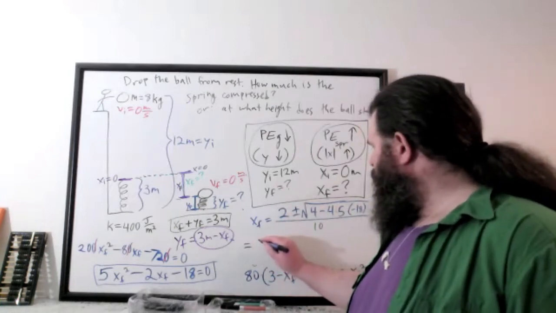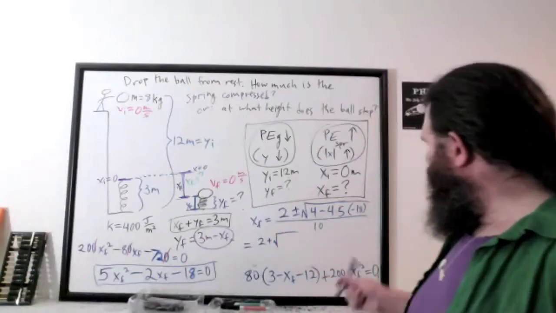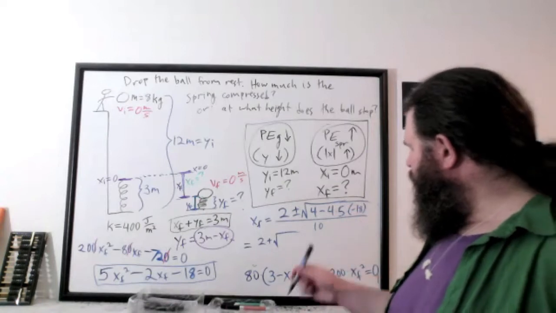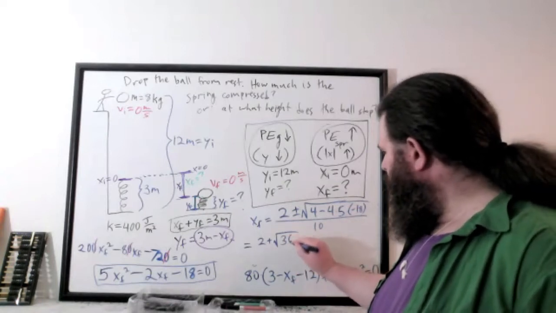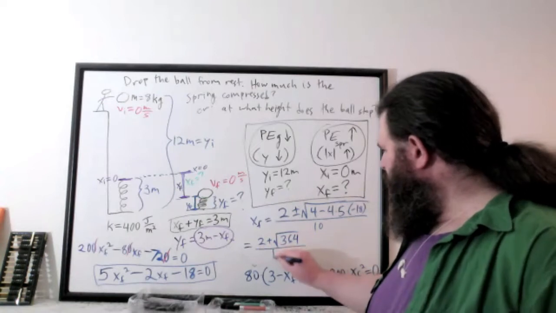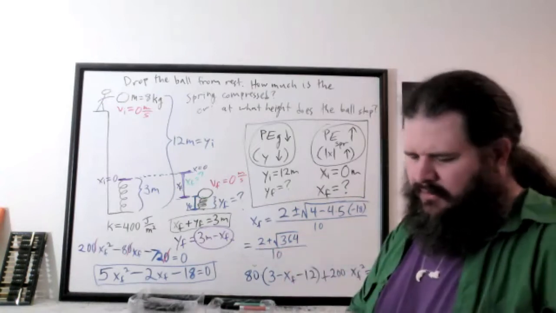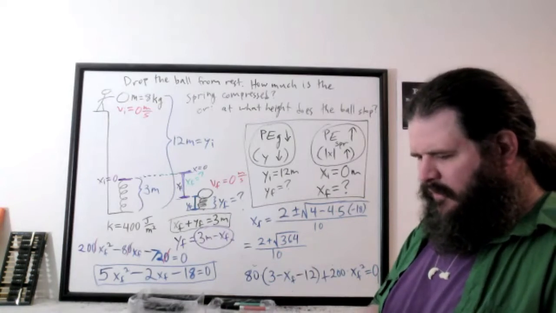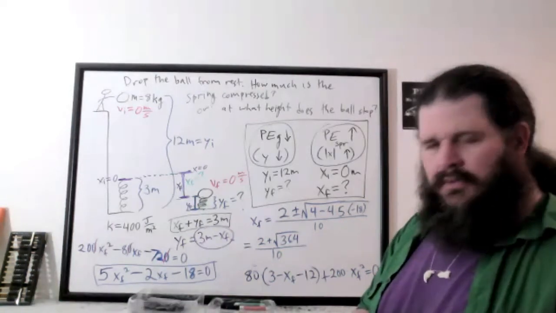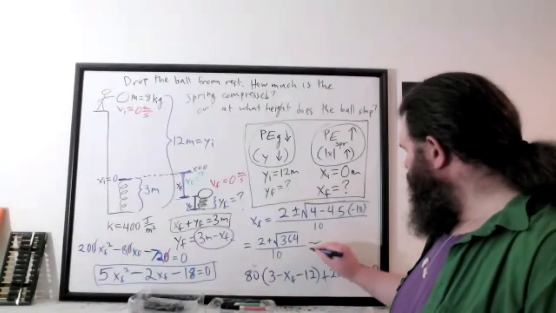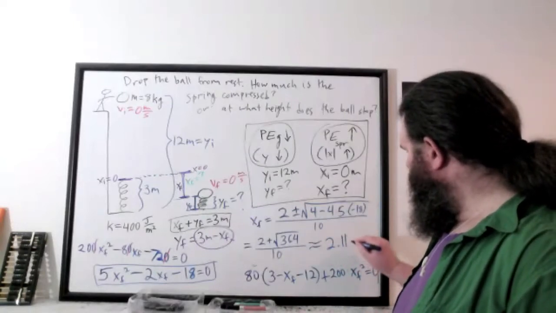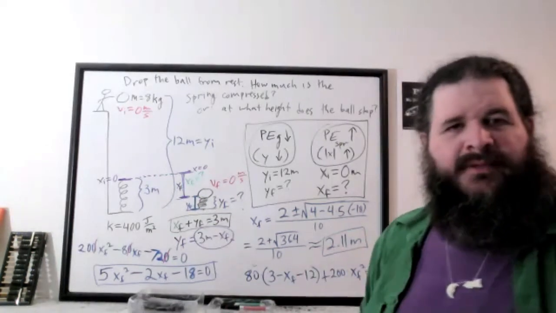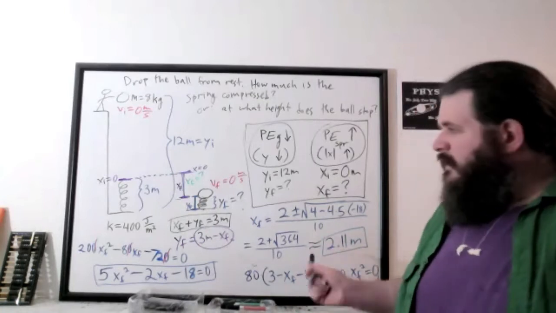So 2 plus square root of, these negatives cancel out, we get 20 times 18, that'll be 360, so 364, divided by 10. I'm pretty sure that's not a perfect square, so I'll just punch that into a calculator. 2 plus square root of 364. I got 2.11. Sounds good. If I plugged it in correctly. Yeah, I'm getting the same thing. Round it off a little bit, but that should be close enough. So 2.11 meters is x final.